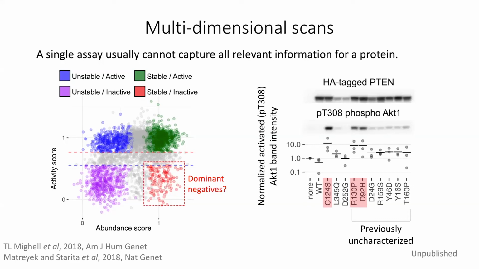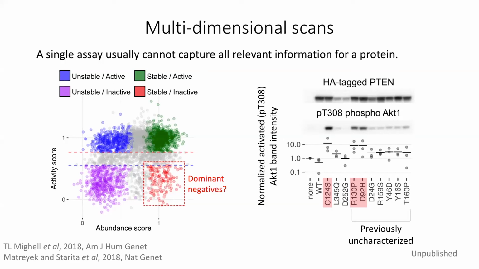On the other hand, different activities in the two assays can have biological significance as well, and can help you better discriminate different types of variants from one another. So for example, I could focus on this subset of stable but inactive variants on the bottom right over there, colored in red, since those are potential dominant negatives of PTEN. And this is interesting in PTEN because it's been thought that dominant negatives could actually have a more exacerbated effect in various diseases.